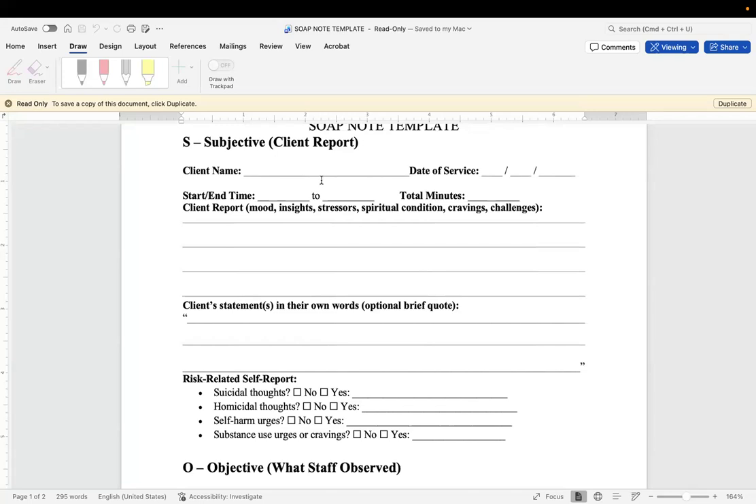You can also talk about spiritual conditions. So are they saying that they believe in God or they don't believe in God? They're having a crisis of faith, or they have recently come to faith. That can be very important in this client report, as well as cravings.